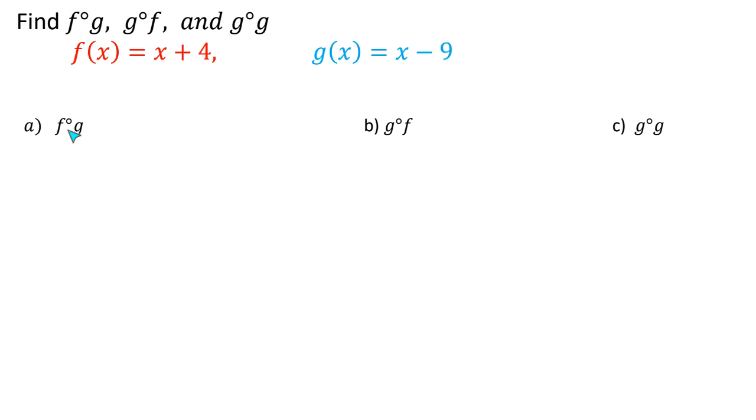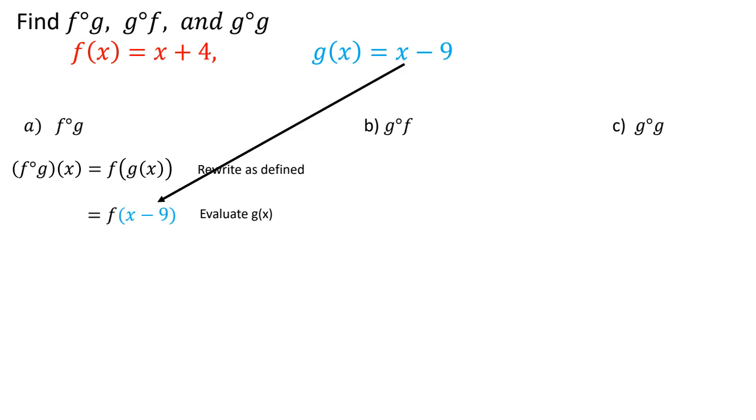Compositions. If you see this symbol, that means composition. So basically, you want to rewrite it as it's defined. So this symbol, we can write it as f of g of x. And then we're going to substitute what we have. So here we have f of g of x. Well, g of x is x minus 9. So I'm going to replace it here. So now I have f of x minus 9. So we're going to evaluate f of x. Okay, so that should say f of x.